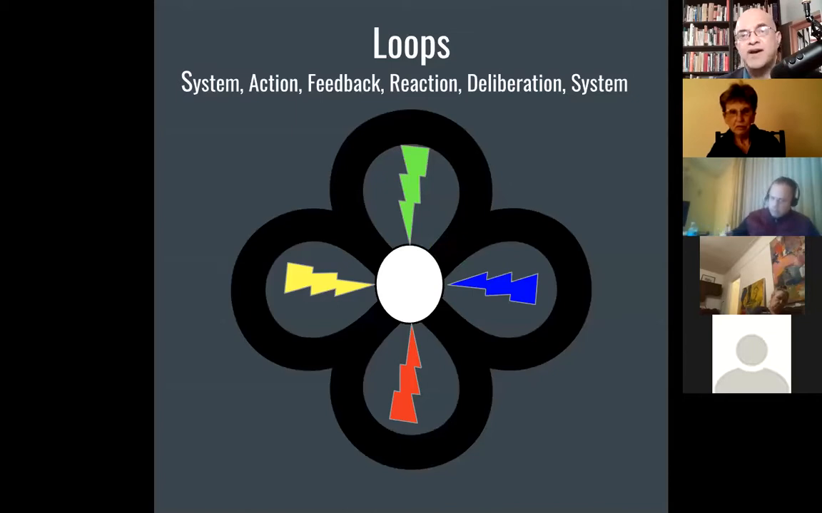Another way of simplifying it is to just think of it as a loop. You start with a system, which is your purpose, plan, and principles. You take action based on it. The world gives you some kind of feedback. As a result of that, you react to it intuitively through your automatic reactions. And then you deliberate about it to reformulate your plans and your system. So this is the loop that I talked about last time. So these are some of the ways of thinking about it.